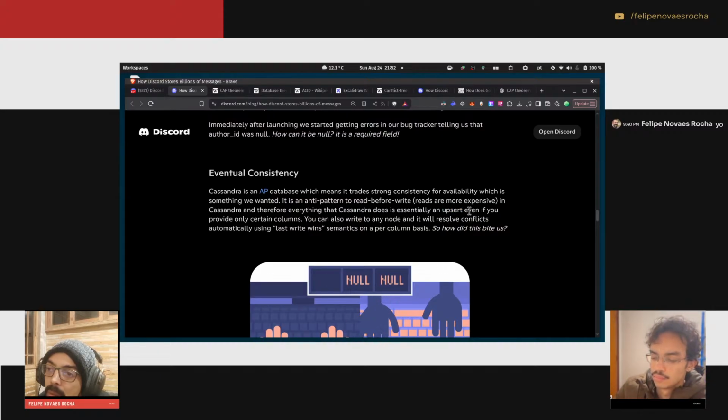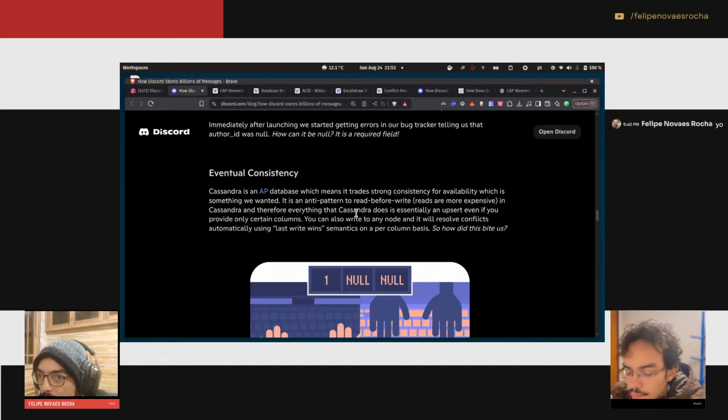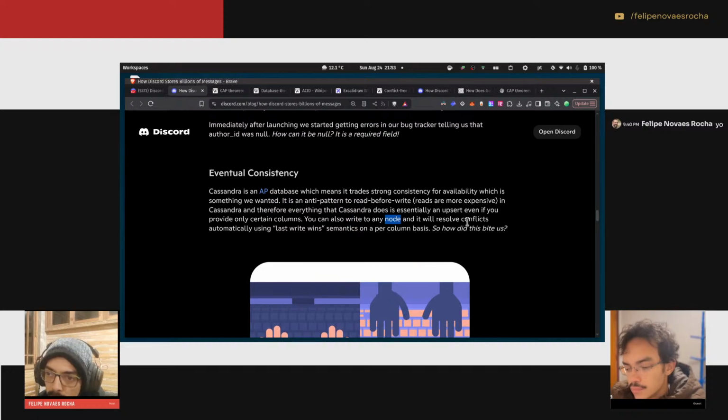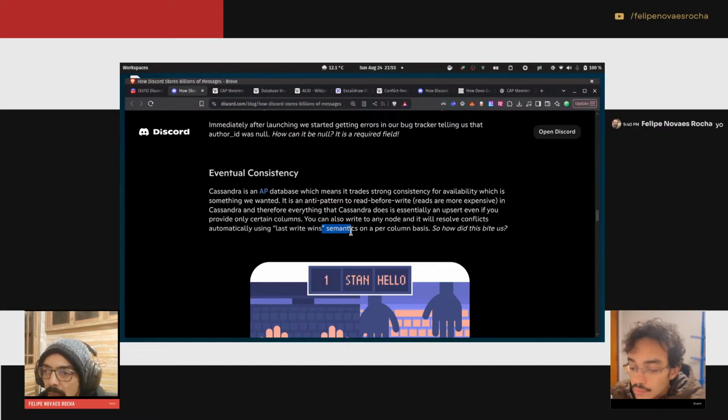Okay, so let's go back. It's an anti-pattern to read before write. Reads are more expensive in Cassandra, and therefore everything that Cassandra does is essentially an upsert. Even if you provide only certain columns, you can also write to any node, and it will resolve conflicts automatically using last write wins semantics on a per column basis.